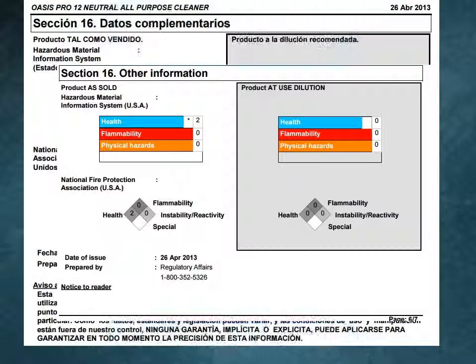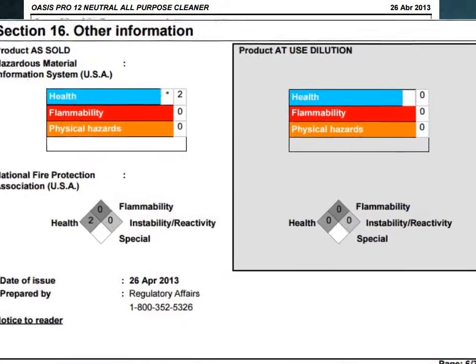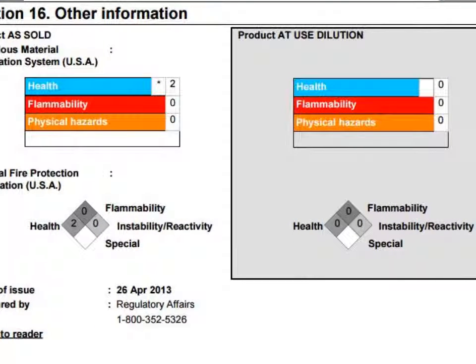Health. Could breathing the fumes or contact exposure to this chemical harm a person in any way? Flammability. Will it catch fire? And physical hazard. Will it explode or give off poisonous fumes in a fire? The key goes from insignificant danger, 0, to extreme, 4.